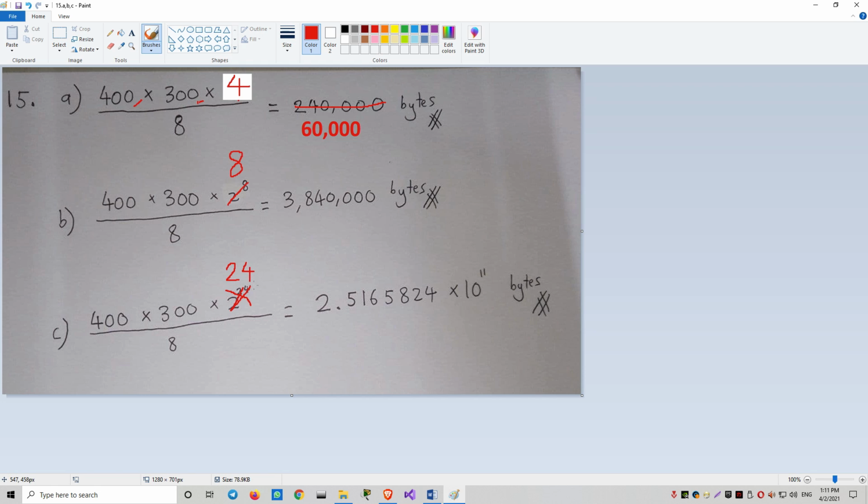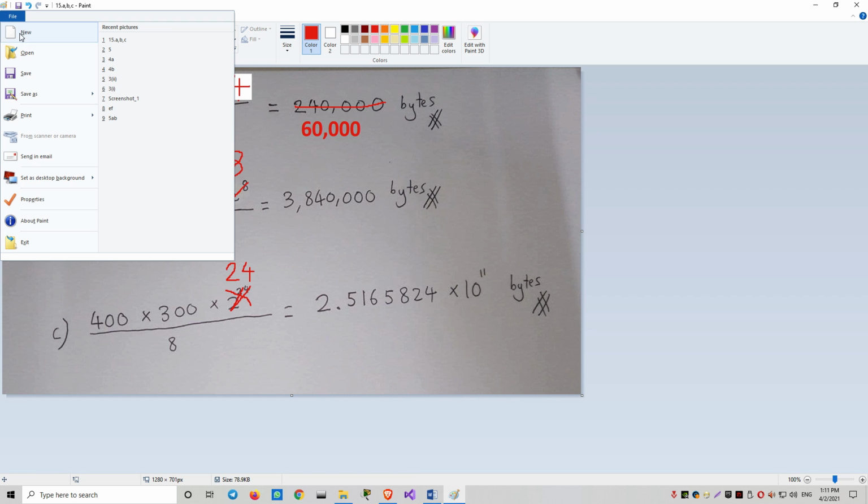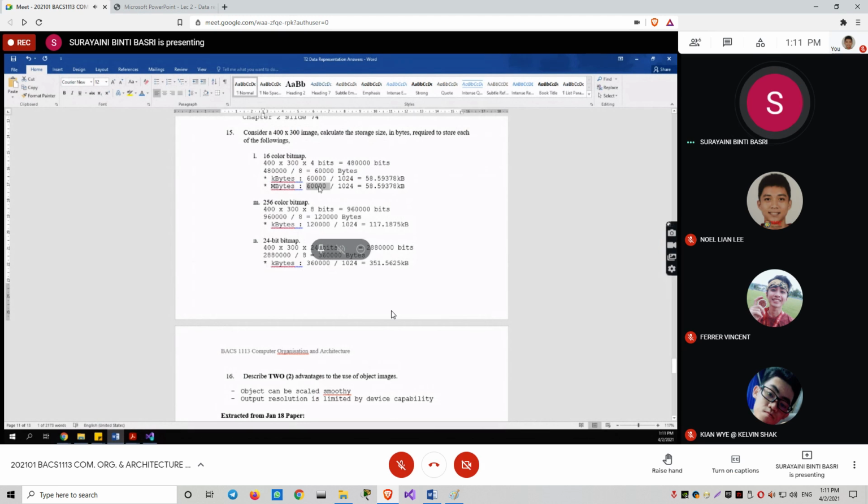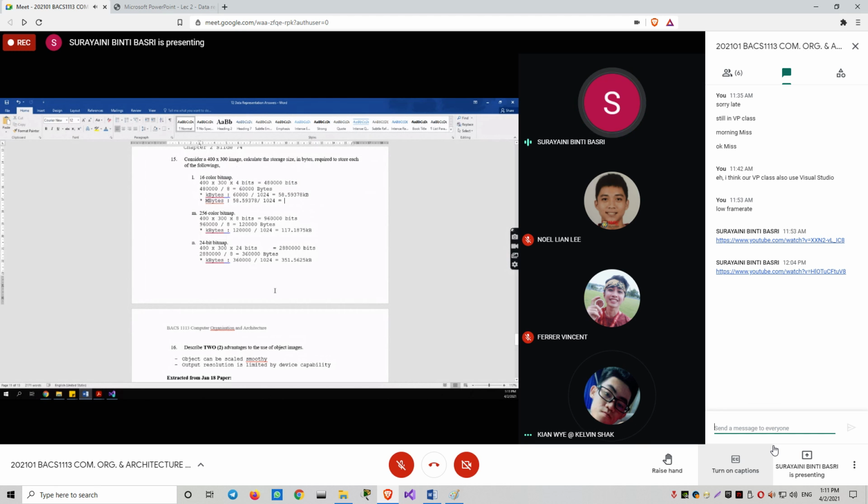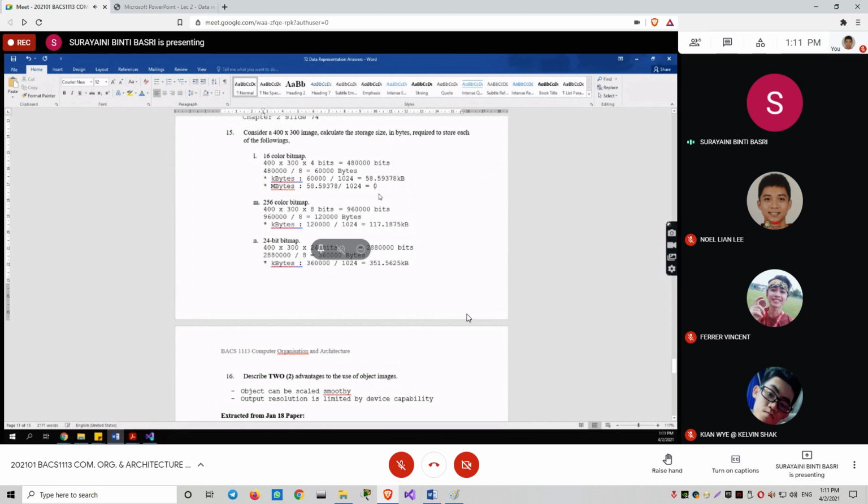Okay, so for megabytes, you have to convert. So what will we get? Try to calculate. 59 divided by 1024. What can you guys get? 0.0572. Yeah, so that is the answer. 0.0057. 0.57. Okay, megabytes.